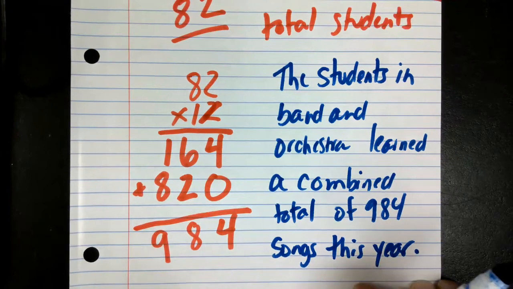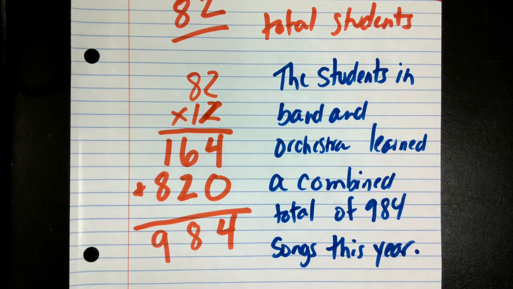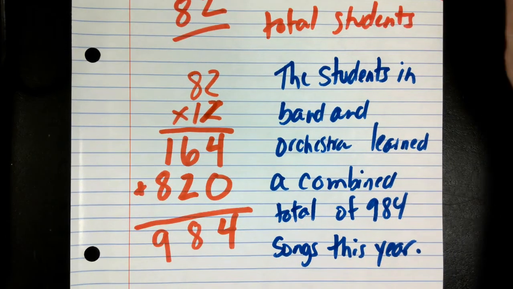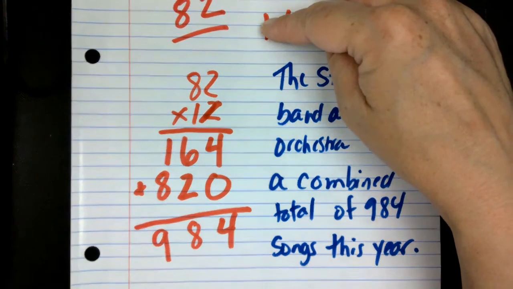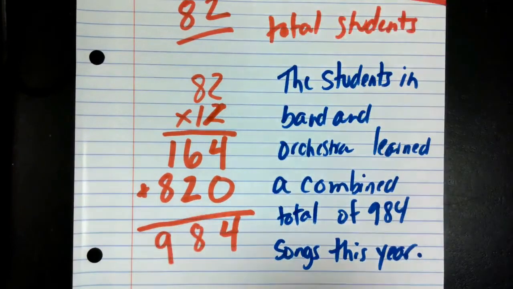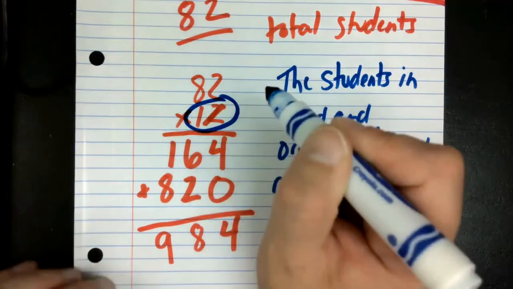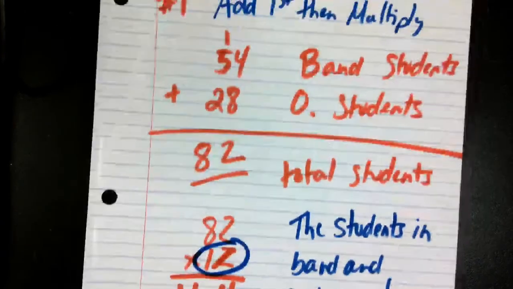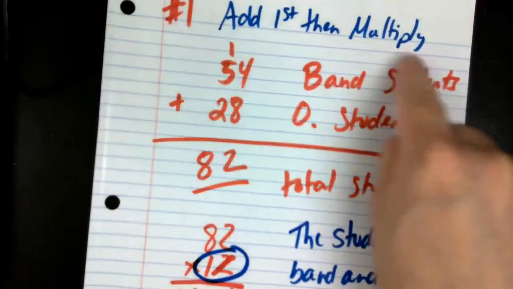You may be thinking that this is kind of like ELA, and it kind of is, because it's asking us for a statement, for us to really think about how we got that answer, and does it make sense? And I'm pretty sure it does, because I've very carefully added the band members and the orchestra members to get a total number of students, and then I've multiplied that by the total number of songs, which was 12. And I'm feeling very confident about the way I did this first. Add first and then multiply.